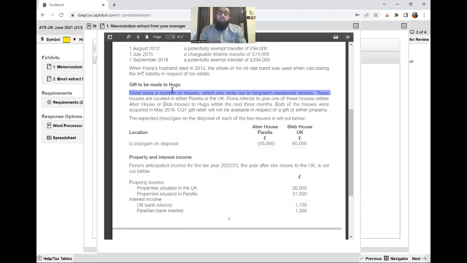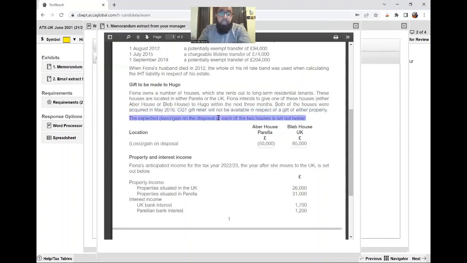Fiona owns a number of houses, which she rents out to long-term residential tenants. These houses are located in either Kerala or the UK. Fiona intends to give one of these houses, either Aber House or Blab House, to Hugo within the next 3 months. Both of these houses were acquired in May 2016. CGT gift relief will not be available in respect of a gift of either property. The expected gain or loss.